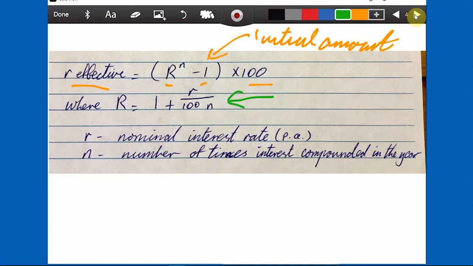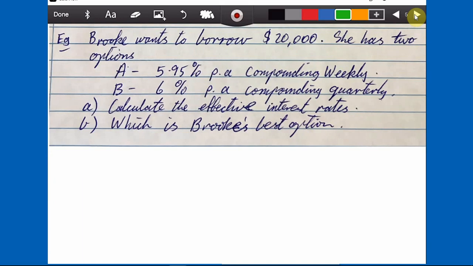So here we've got an example. Brooke wants to borrow $20,000. She has two options. A is this, B is that. Calculate the effective interest rates and then which is her best option. So there's the overview.